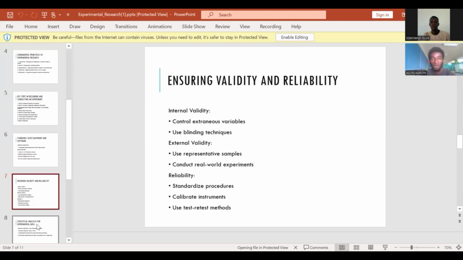Then when we look at things like reliability, we standardize procedures to ensure that what we're doing is actually reliable. We calibrate the instruments to ensure that they are doing what is actually required and they are not mismeasuring. We use test-retest methods to ensure that, after testing a number of times, the values that we're getting are actually consistent.